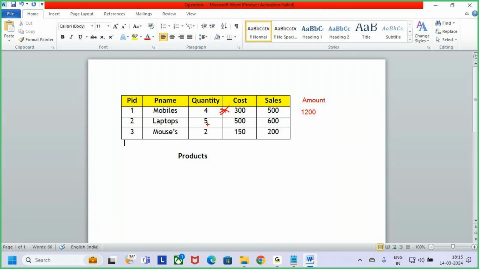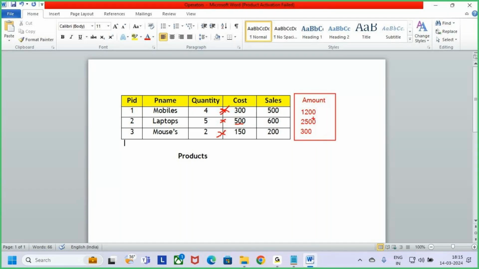In the same way, I want to find it for the laptops also. What's the cost of each laptop? 500. How many laptops am I buying here? 5. 5 fives are 25. Let's say 2500 is the amount I'm spending here to buy the 5 laptops. Next, I want to understand the amount I'm spending at the business to buy the 2 mouses. 150 into 2, 300.